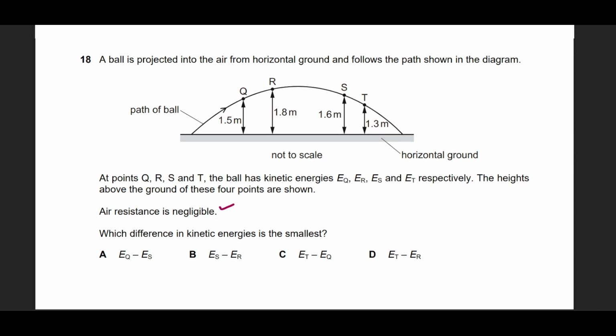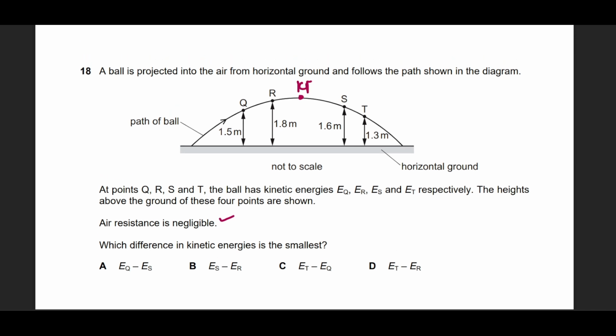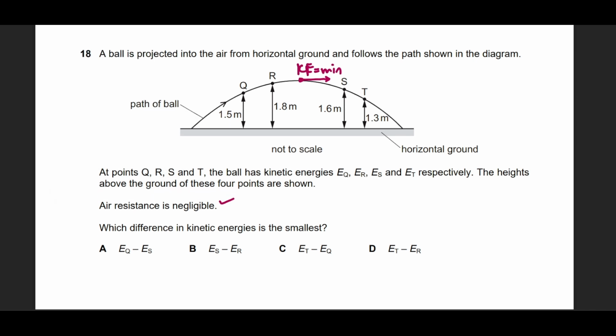You see, at the highest point, the kinetic energy is actually the minimum or the least possible. Why? Because we only have the horizontal component, the vertical component becomes 0. So at all other points, the kinetic energy will be greater than at the maximum point, right? So if we want to find out the smallest difference, I need to see which height has the smallest difference. So 1.8 could be subtracted by 1.5, 1.6, 1.3, and all the heights can be subtracted from each other. There could be many possibilities, right?